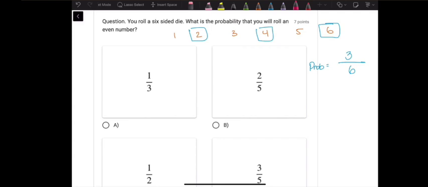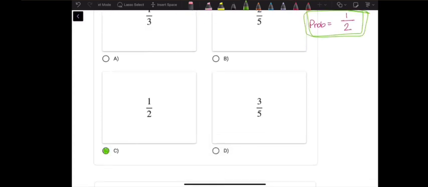Can I simplify this? Yes, because I can divide both 3 by 3 and 6 by 3. So that means that my final answer for probability will be 1 over 2. So your probability of rolling an even number is 1 over 2, which in this case is C.